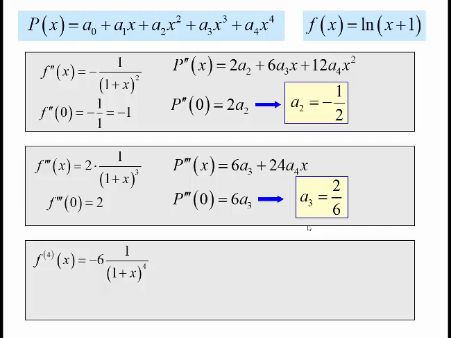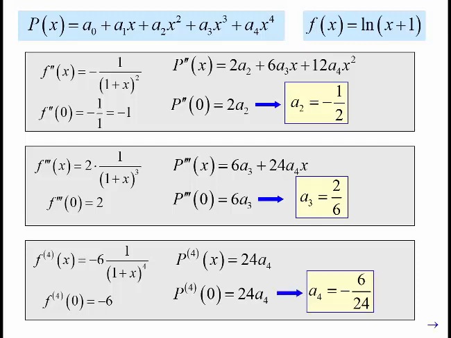Finally, for the fourth derivative, I'll let you follow through on your own here. You can see that when I take the fourth derivative and plug in 0, I get 24 a sub 4, and so on. So a sub 4 is equal to negative 6 divided by 24.